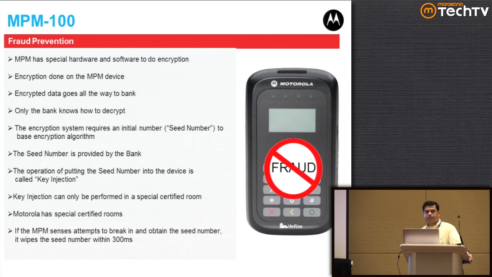And how does the encryption get on this payment device? Different banks, right? You go to a different country, they may require a different encryption. So there is a process called key injection that you do. Not everybody can do that. So if you just buy this, you can't do key injection. You have to send it to Motorola certified offices.